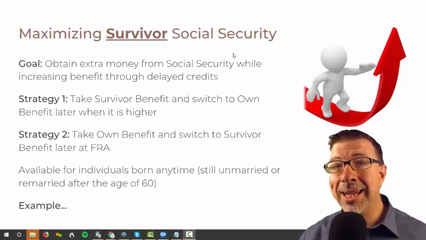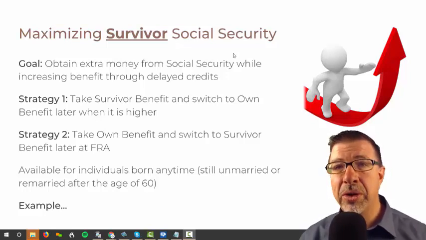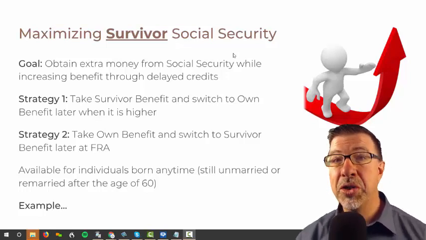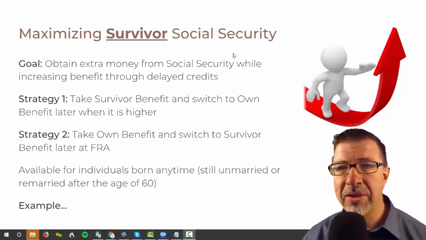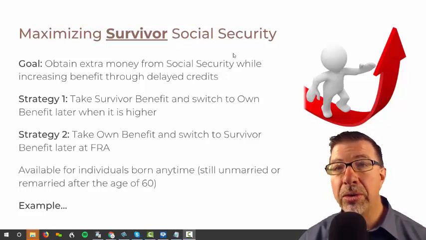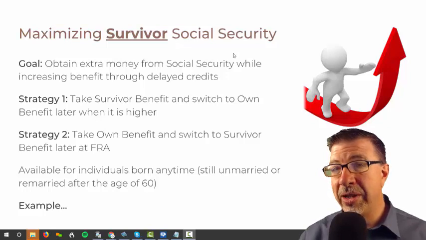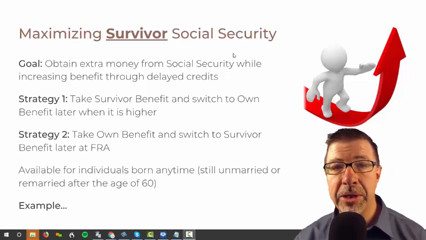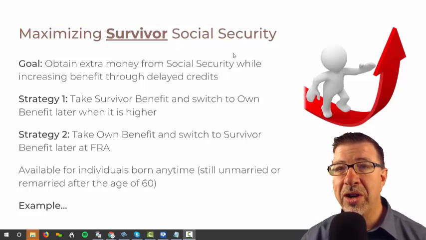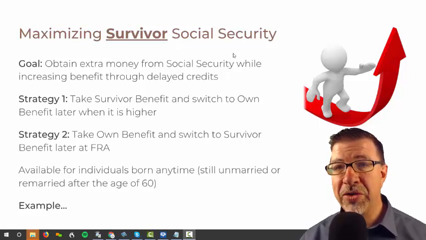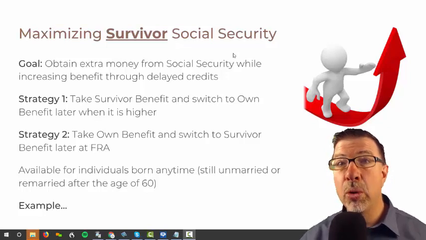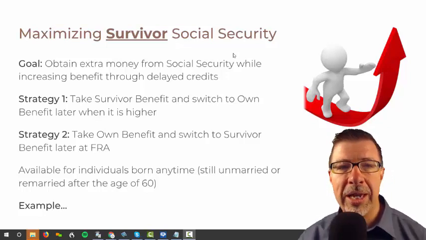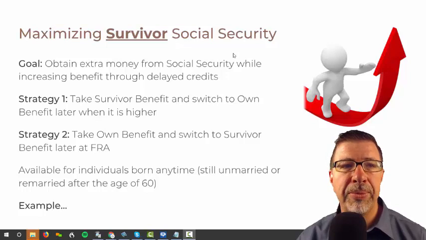And so they still allowed an individual who has a survivor benefit to switch from their own to a survivor benefit later on, or to start with a survivor benefit and switch to their own later on. So the ability to switch from own to survivor or vice versa was not impacted negatively by having to be born in a particular year or by a particular year.